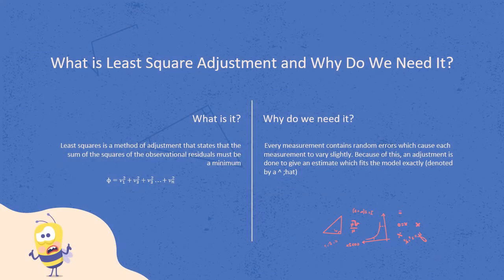What is least square adjustment and why do we need it? Least squares is a method of adjustment that states that the sum of the squares of the observational residuals must be a minimum. A residual is simply the difference between the adjusted value and the measured value. This in essence means that the differential of the squares of residuals added is 0. In essence, the differential of the least squares criterion, as seen below there denoted by phi, is 0.